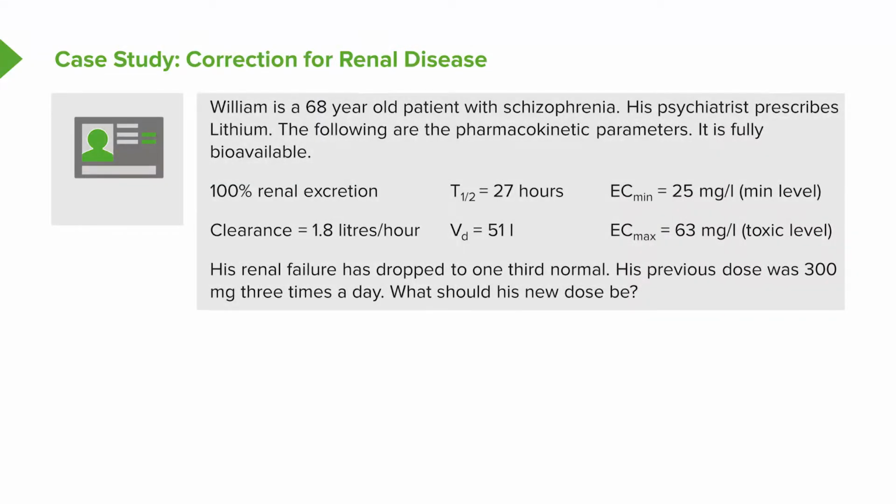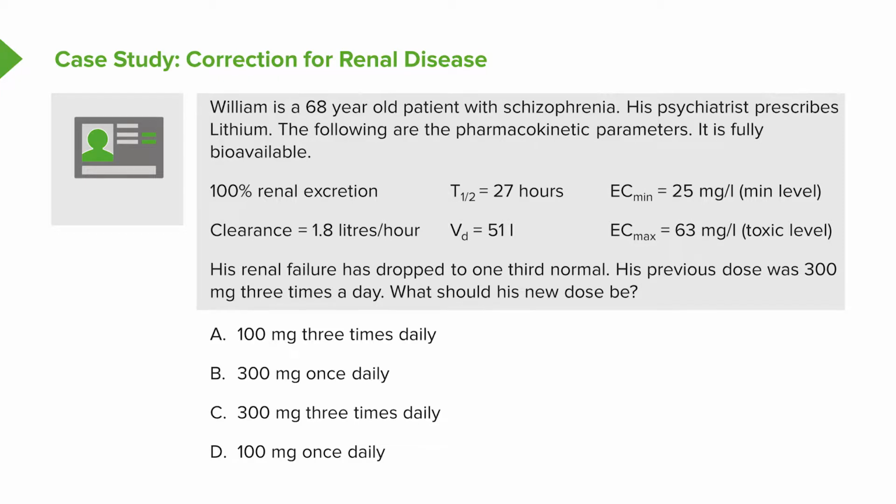So let's look at this question again. His renal failure has dropped to 1/3 normal. His previous dose was 300 milligrams 3 times a day. What should his new dose be? Should it be A, 100 milligrams 3 times a day? Should it be B, 300 milligrams once a day? Should it be C, 300 milligrams 3 times daily? Or should it be D, 100 milligrams once a day?